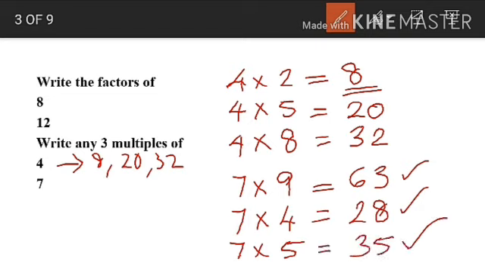So we have got 3 multiples of 7, that is 63, 28 and 35. So 63, 28 and 35 are the multiples of 7. So this is how we find the factors and multiples of any numbers.